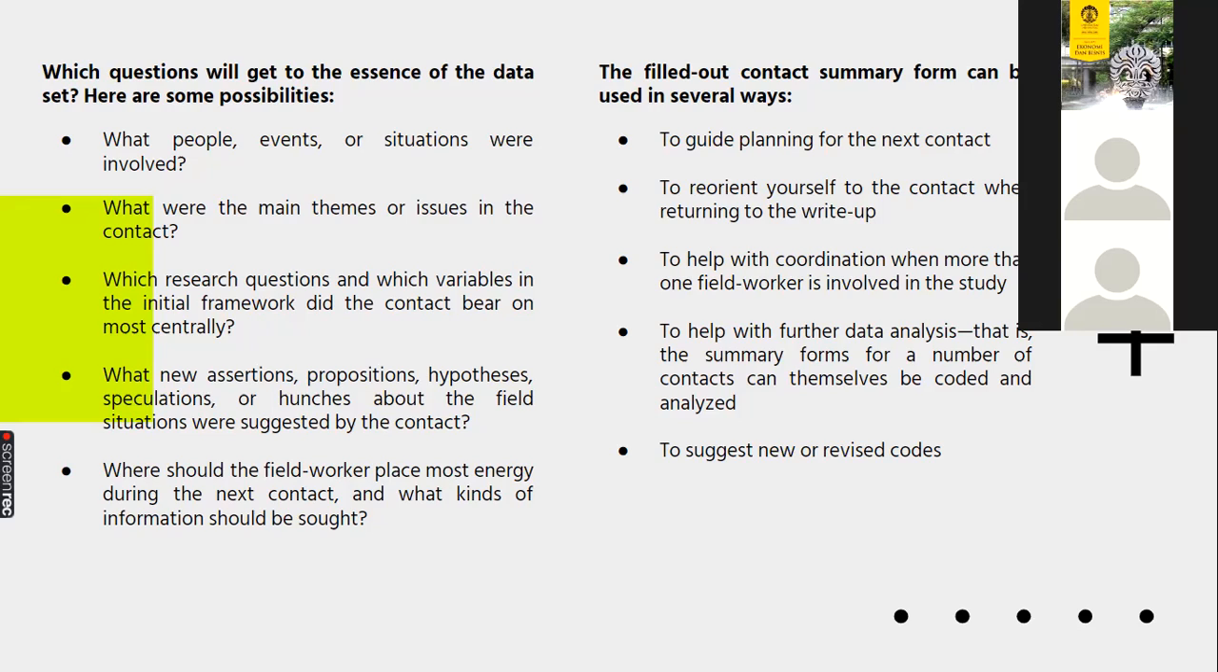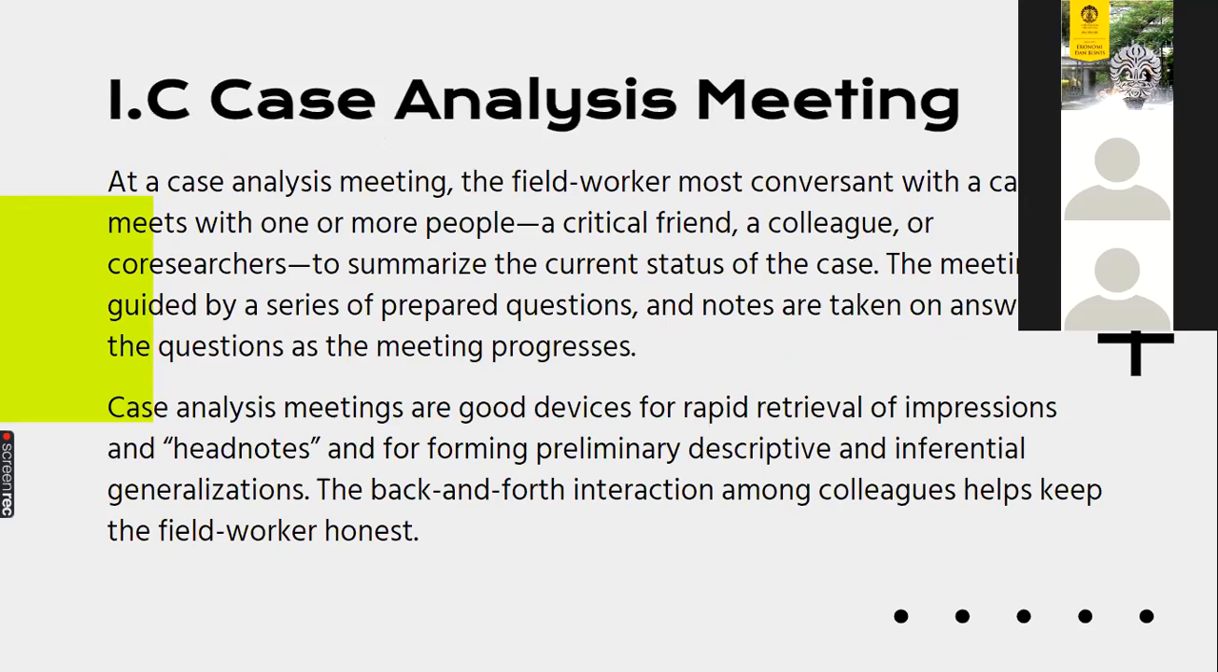The filled-out context summary form can be used in several ways. The first is to guide planning for the next contact. The second is to reorient yourself to the contact when returning to the write-up. It also helps with coordination when more than one field worker is involved in the study. It also helps with further data analysis, that is, the summary forms for a number of contacts can themselves be coded and analyzed. And lastly, it helps to suggest new or revised codes. Next slide, please.